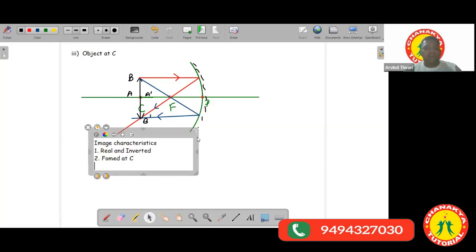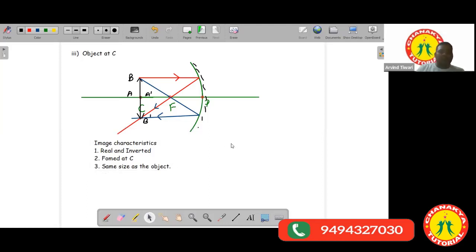Formed at C. And then size. So what about size? It is the same size as the object. So the image is real and inverted. It is formed at C. It is the same size as the object. Right? So these are the characteristics of the image which is formed.